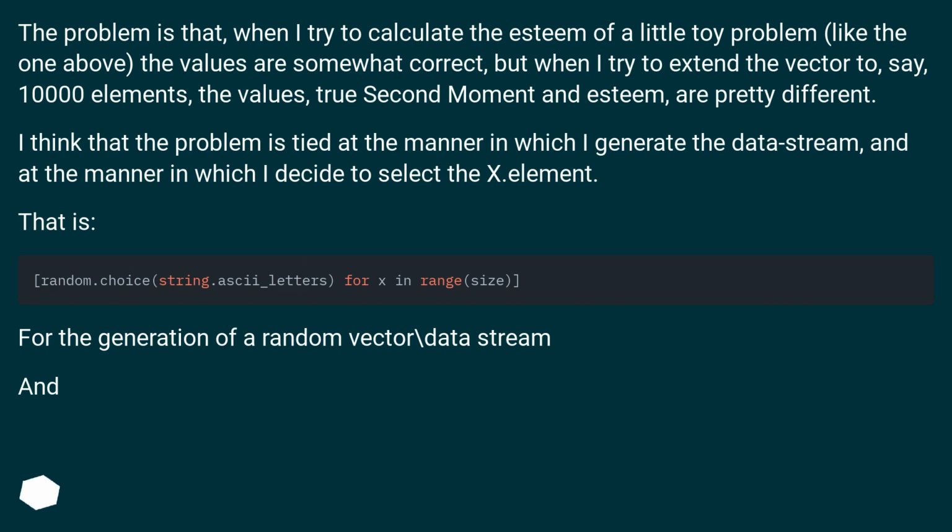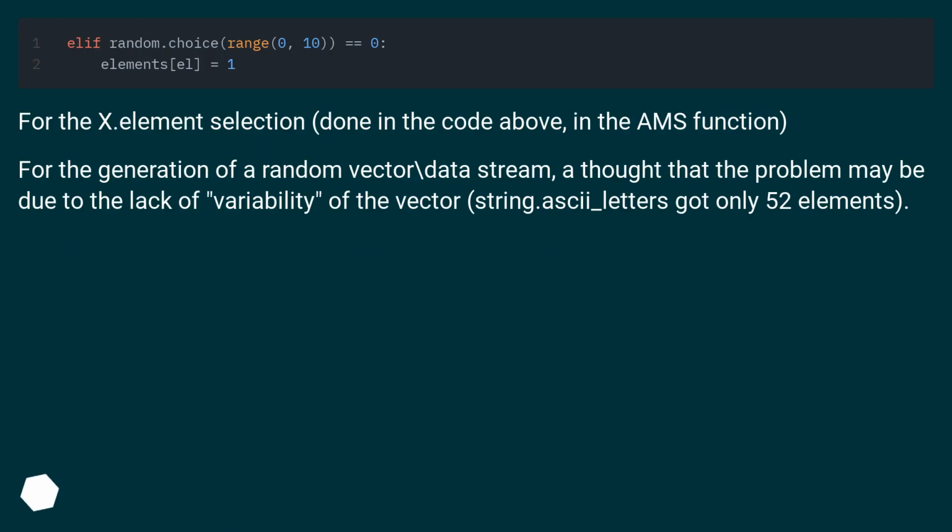I think that the problem is tied to the manner in which I generate the data stream, and to the manner in which I decide to select the X element. That is, for the generation of a random vector, the data stream, and for the X element selection, done in the code above, in the AMS function. For the generation of a random vector, I thought that the problem may be due to the lack of variability of the vector, string.ascii_letters got only 52 elements.